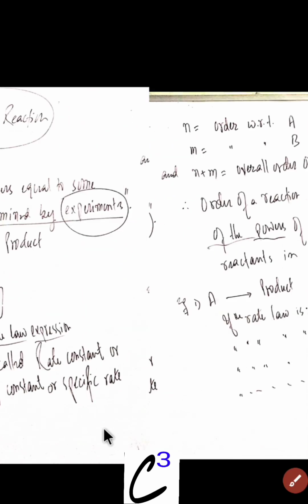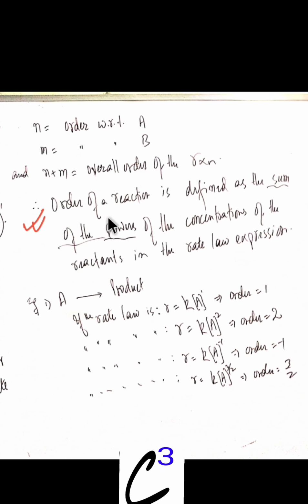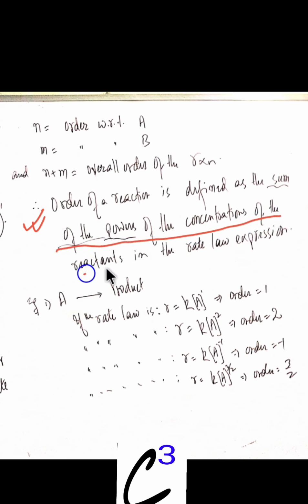Okay, let us move to the next part. Some examples are given here. I have written here n is the order, and n plus m is the overall order of the reaction. So the definition of order is here. The order of a reaction is defined as the sum of the powers of the concentrations of the reactants in the rate law expression. Okay, that is, n plus m is the order of the reaction.